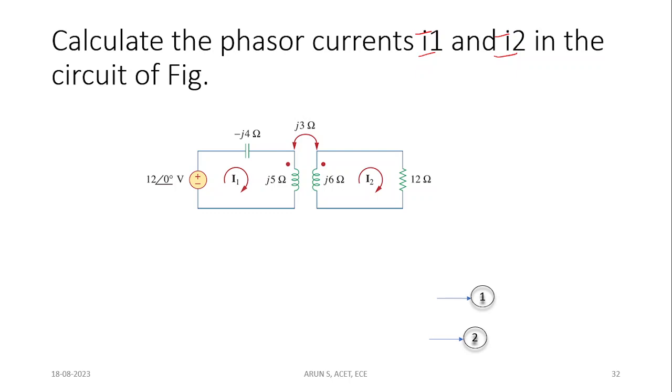We have minus J4 ohms, J5 ohm, J6 ohm, and J3 mutual inductance. This can be considered as L1 and L2, and we have a resistor of value 12. In this problem we are supposed to find only I1 and I2. If you don't know the dot convention, kindly go through the video on dot convention and come back here so that you can understand how to write this.